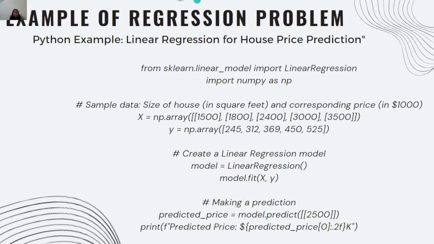Then we have an example for a regression problem: linear regression for house price prediction. It will predict how house prices will change based on features like size and location. In this example, we'll use linear regression to predict the house prices. We train the model using the size of the house as the independent variable x and the price of the house as the dependent variable y. We can then make predictions based on new houses' sizes.